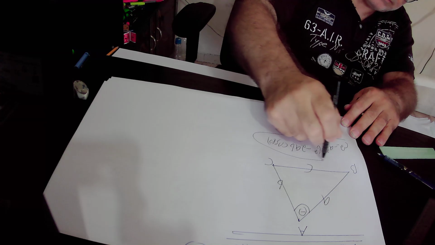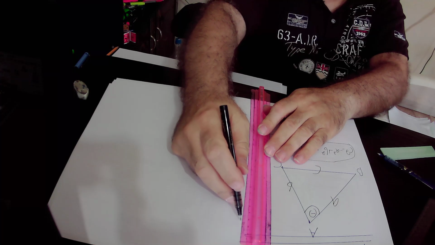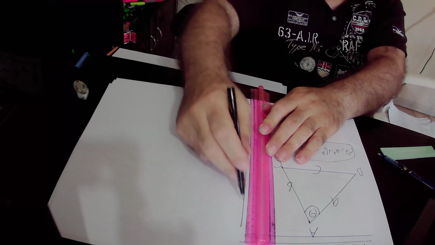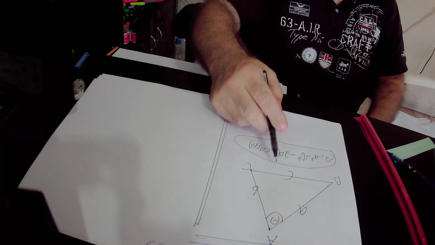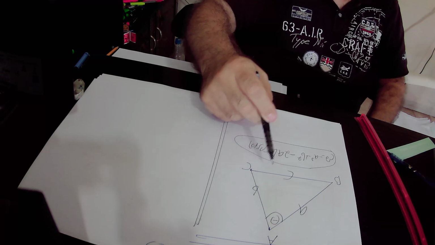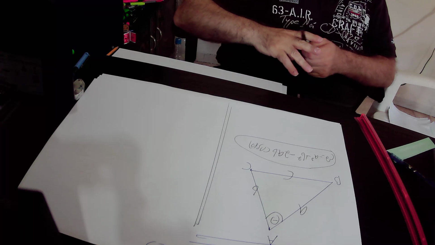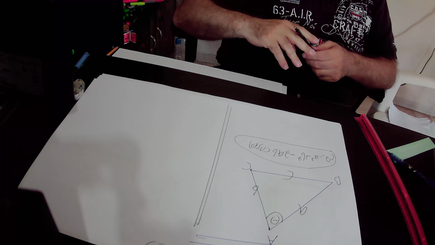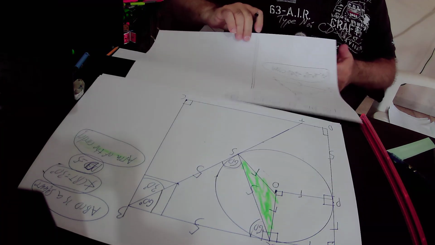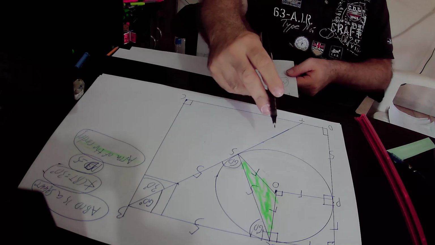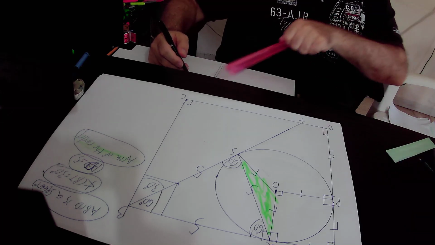I'll repeat again the law of cosines. According to the law of cosines, C squared equals A squared plus B squared minus 2 times A times B times cosine theta. Now we'll implement the law of cosines in the green triangle QOS. So I copy triangle QOS in this new page and we'll implement the law of cosines in this triangle.